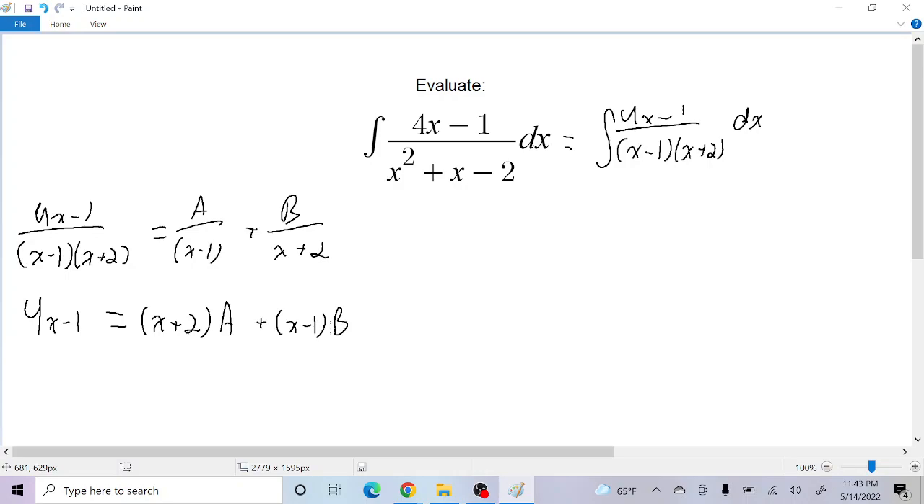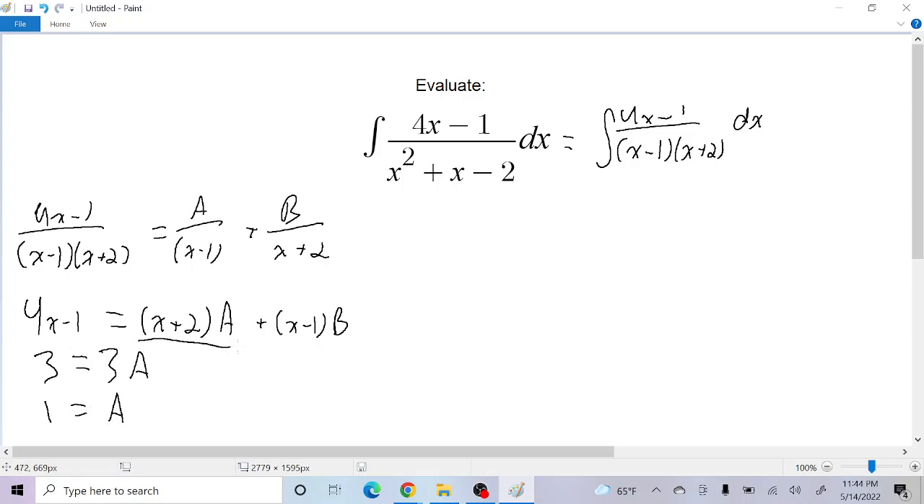Now, our goal is going to be setting each of these terms equal to 0 so that we can solve for the other. And I'll show you how we're going to do that. First, we're going to set x equal to 1. When we set x equal to 1, we have 4 times 1 minus 1 becomes 3 equals 1 plus 2 is 3, which gives us 3A, plus 1 minus 1 is 0 times B, which cancels out to 0. And we solve this equation to get 1 equals A.